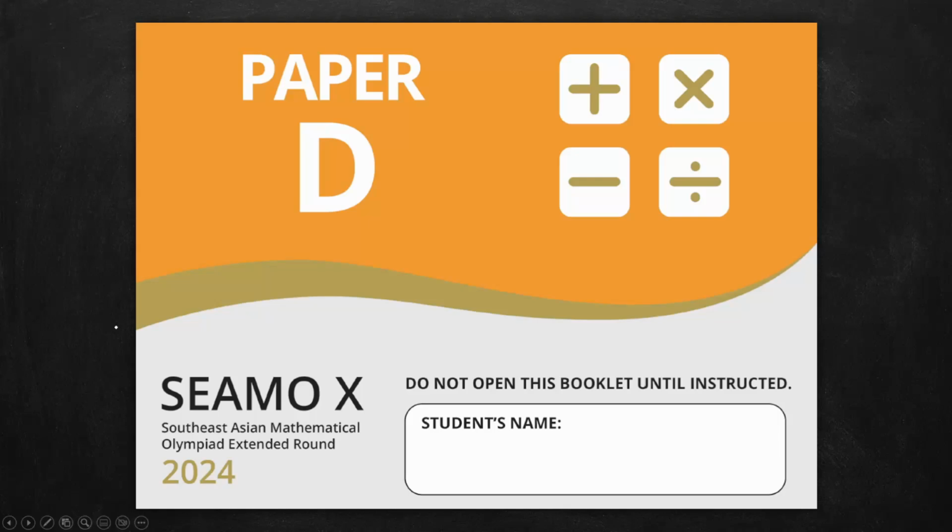Hello everyone, so today I'm going to solve this Paper D problem for SEAMO X 2024.